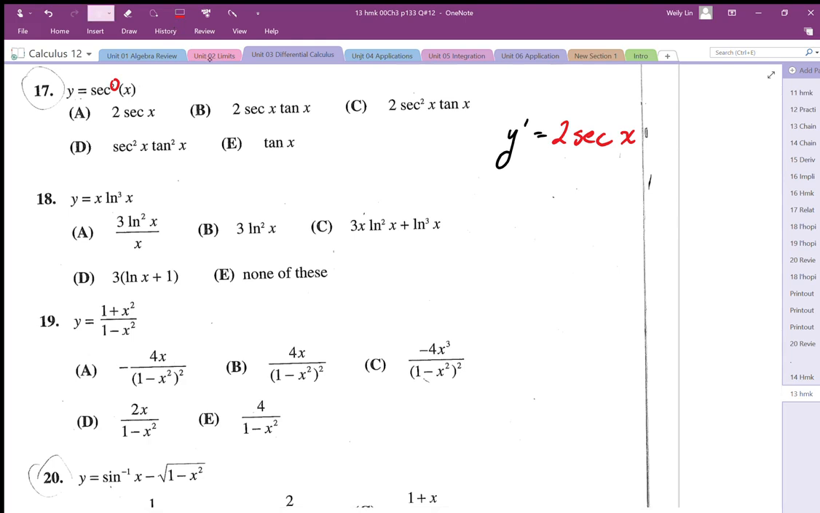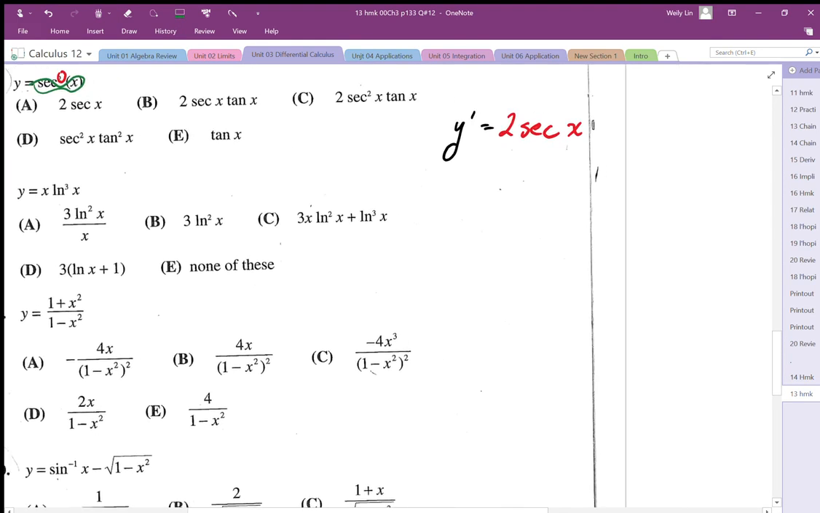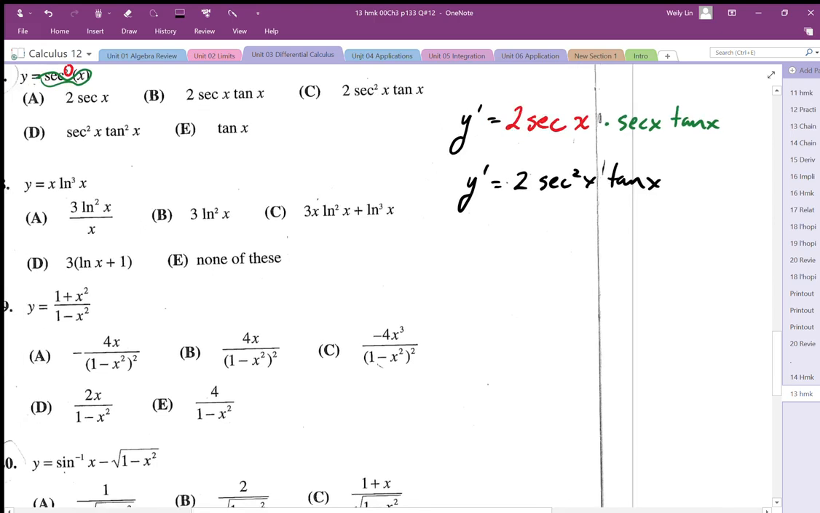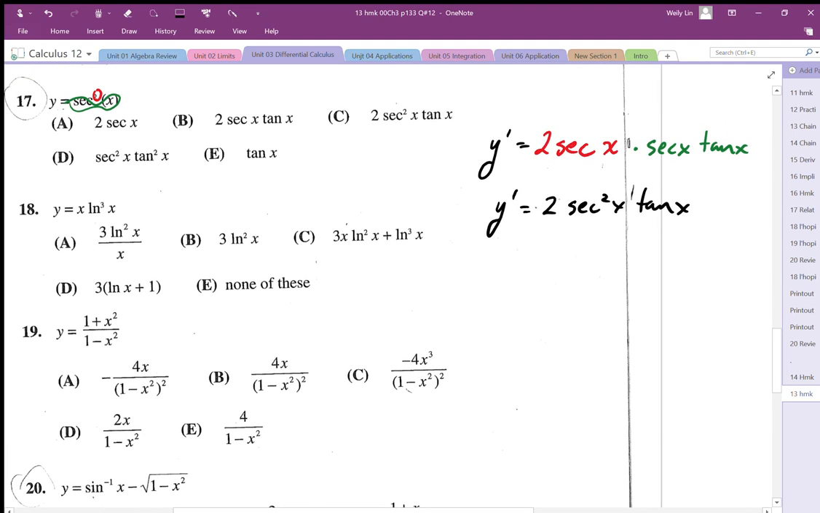Then we have to apply the derivative to the inside secant function, and the derivative of secant is secant x tan x. Okay, and we get that from our formula sheet. So when I simplify this, I get y prime is equal to 2 times secant squared x tan x. When I take a look at my answer key, the answer is C.